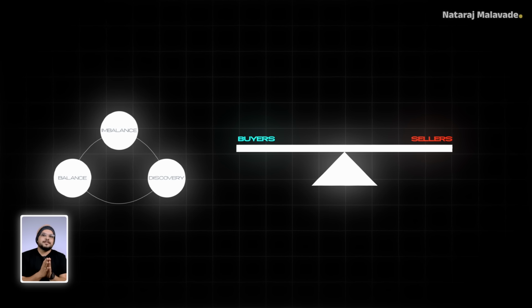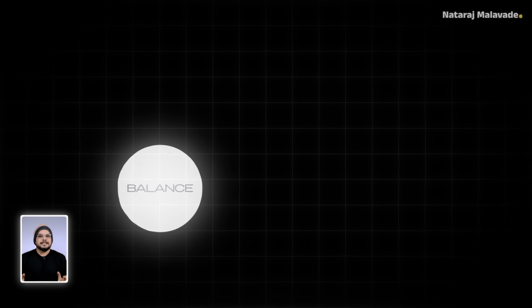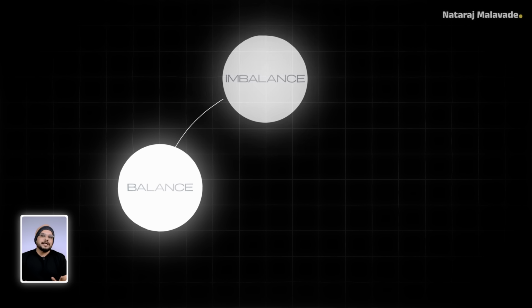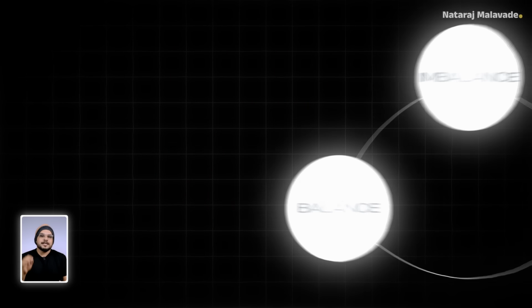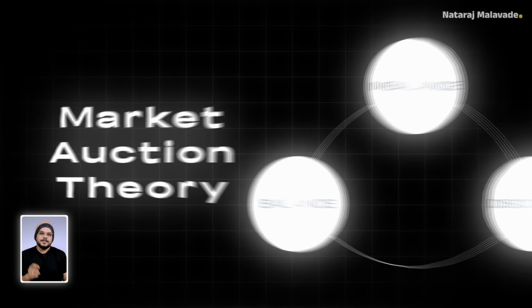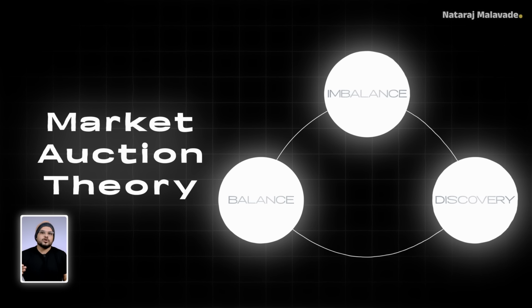The interplay between demand and supply through these different stages, balance, imbalance, and discovery, is what drives the market. And my friend, this is what we can call market auction theory. If this is very, very clear to you, let's now move on to the next step, which is what exactly volume profile is all about and the different types of volume profiles.